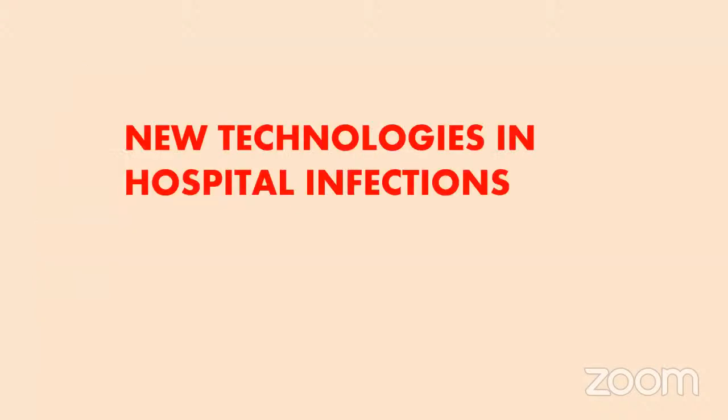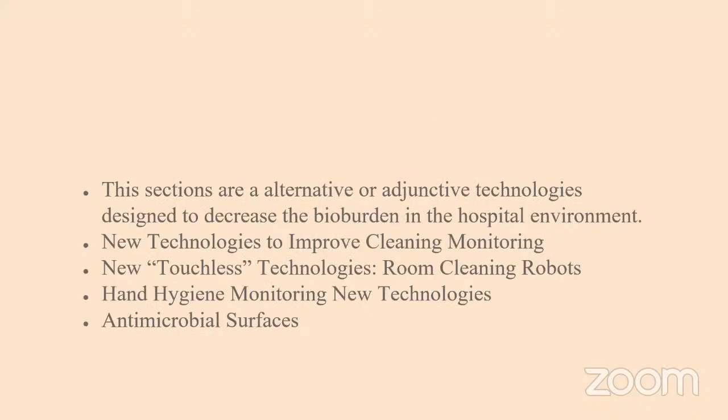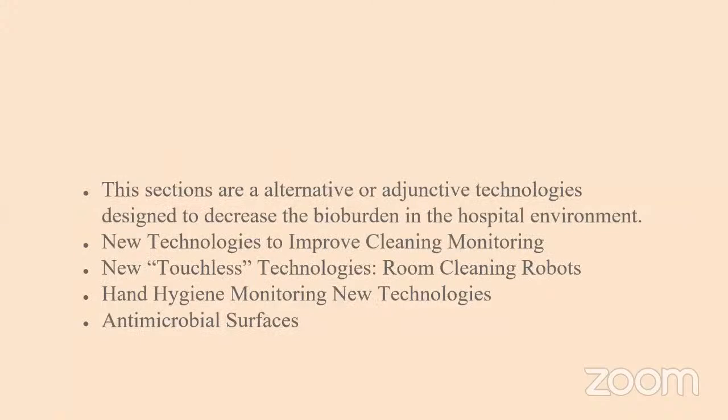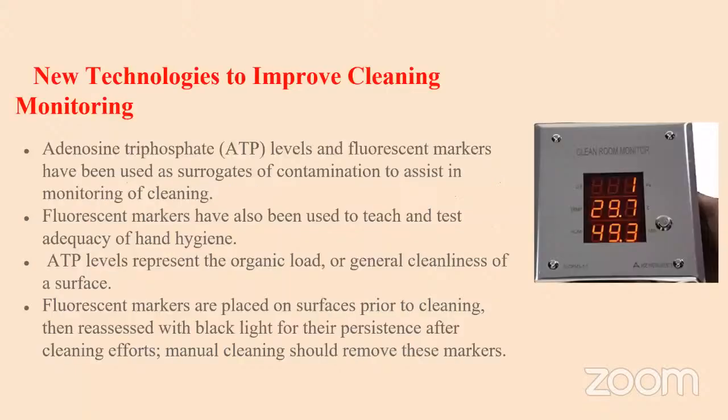Now, new technologies in hospital infections are alternative or adjunctive technologies designed to decrease the bioburden in the hospital environment. These include new technologies to improve cleaning monitoring, new touchless technologies, that is room cleaning robots, hand hygiene monitoring technologies, and antimicrobial surfaces. For cleaning monitoring, adenosine triphosphate levels and fluorescent markers have been used as surrogates of contamination to assist in monitoring of cleaning.